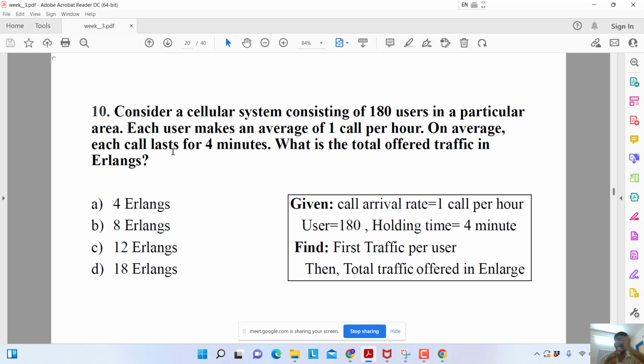Okay. Question 9 is given. What is the question? Consider a cellular system consisting of 180 users in a particular area. Each user makes an average of 1 call per hour. On average, each call lasts for 4 minutes. What is the total offered traffic in the environment? Guys, read the question. We have to calculate the total offered traffic, and I mention all the steps.